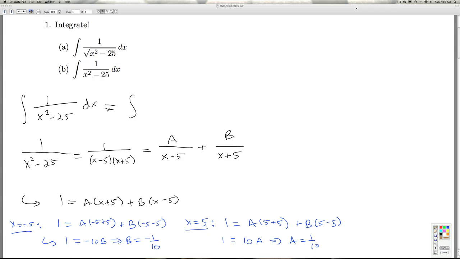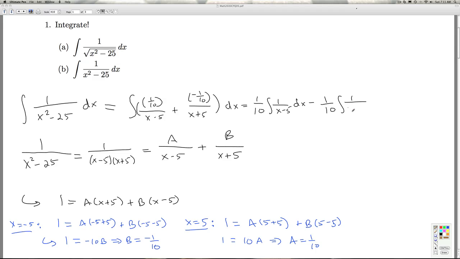I can integrate. To integrate this, I'm going to integrate a over x minus 5, so I've got 1/10 over x minus 5 plus b, -1/10 over x plus 5, dx. So this is 1/10 the integral of 1 over x minus 5 dx minus 1/10 the integral of 1 over x plus 5 dx.